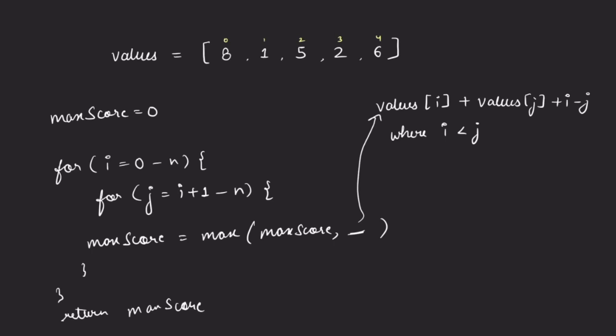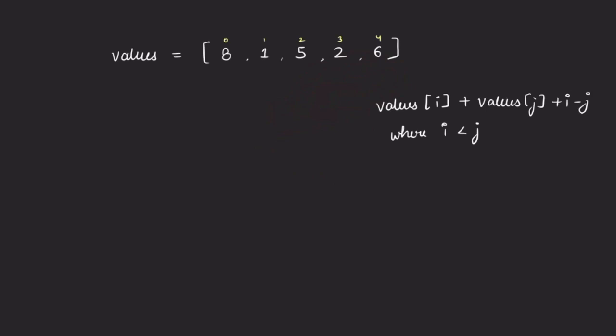But since we are taking into account each pair inside our values, this loop is running n times, and this is also running n times. So our time complexity has become order of n square. And given the constraints of the problem, the maximum size of the values vector is 5 into 10 to the power 4, so n square won't work over here. We will have to think of something else. So how do we optimize this?